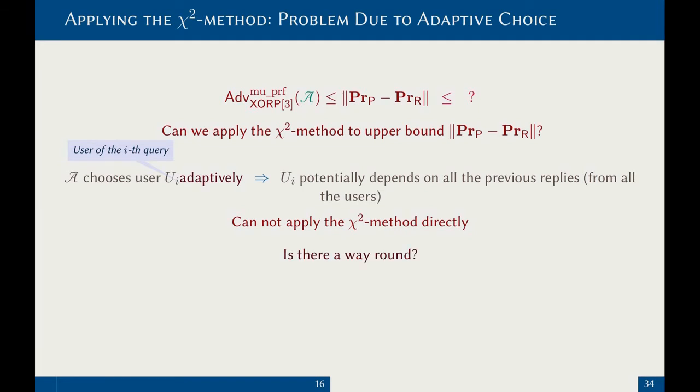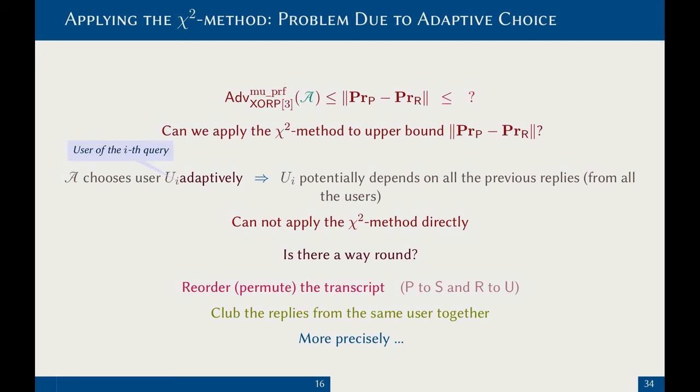So, is there a way around this problem? A possible solution lies in reordering the transcripts. So, we reorder the transcript P to a transcript S, and we reorder the transcript R to a transcript U. We do it in such a way that the replies given by the same user are clubbed together. In the original transcripts P and R, that might not have been the case, but in the reordered or permuted transcripts, we ensure that this happens. And that somehow makes it possible for the chi-square method to be applied on these transcripts S and U. So, how do we reorder?